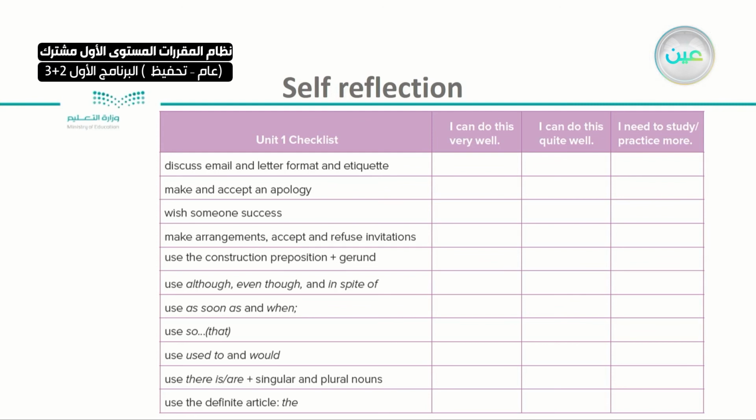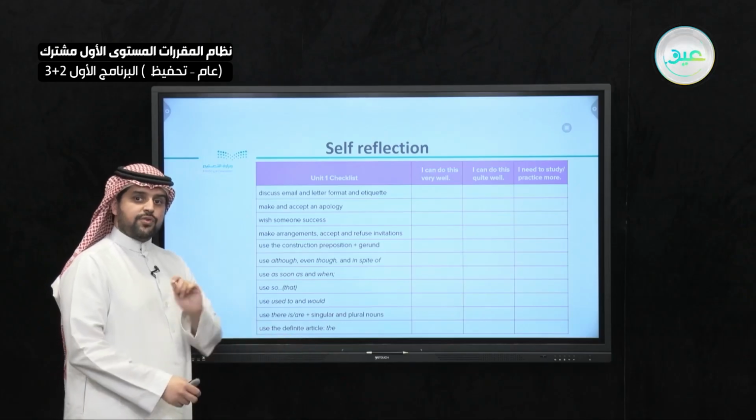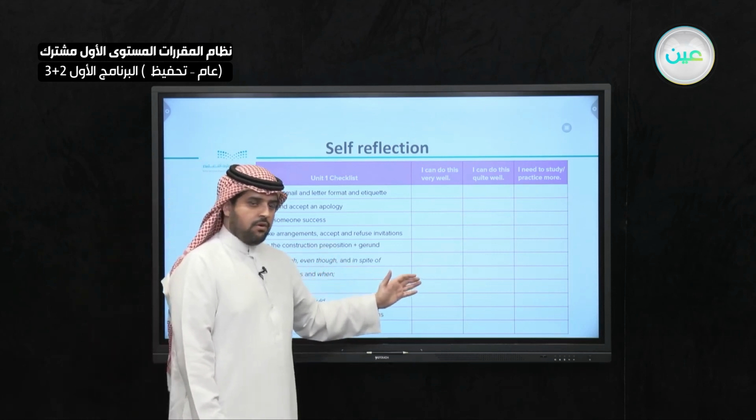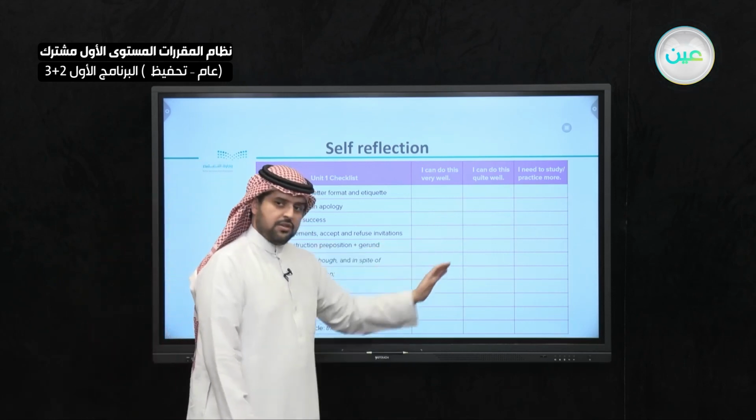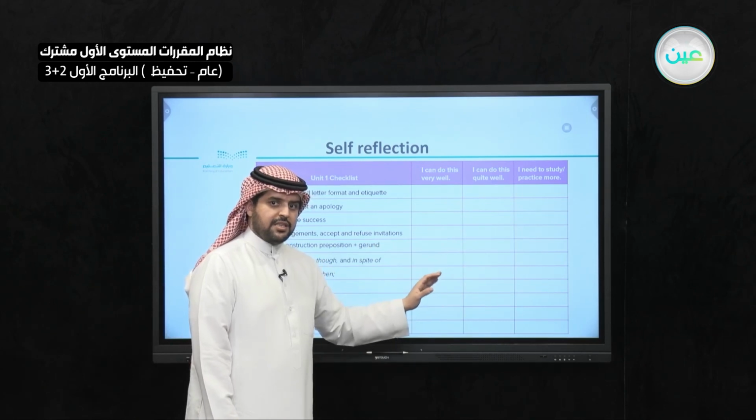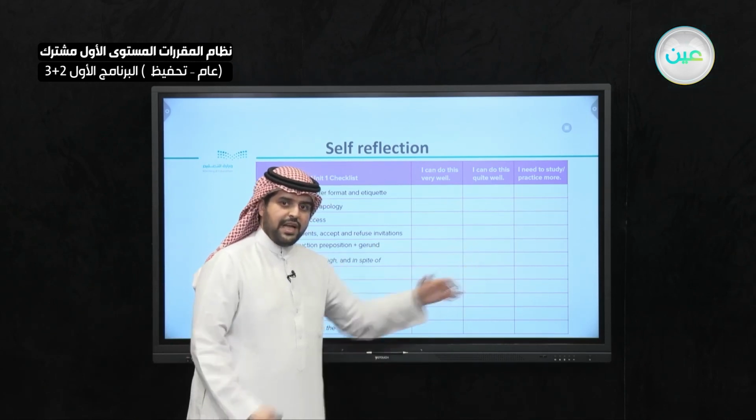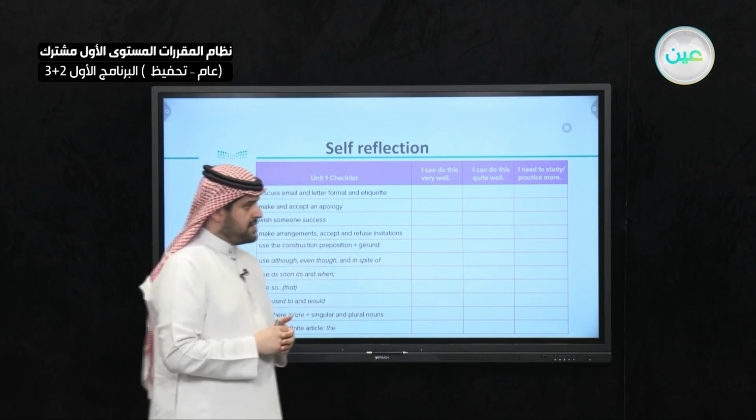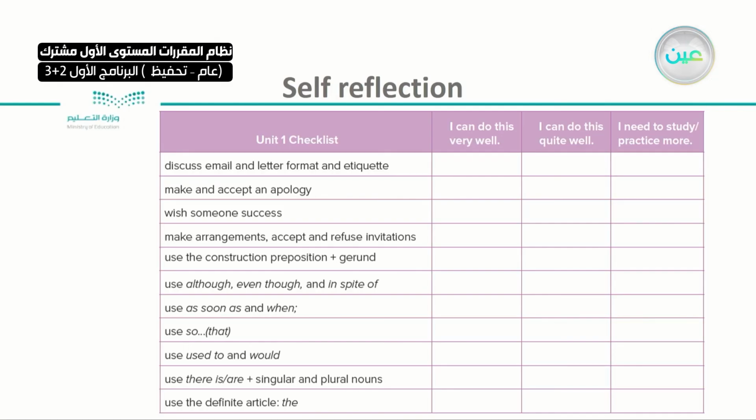So these are all of the lessons that we took in Unit 1, and you have to grade yourself, whether it's easy for you or maybe just quite well. You can do just quite well in this lesson, or you find it difficult and you think that you need more practice in this specific lesson. So this is giving yourself feedback to know where you need to practice.